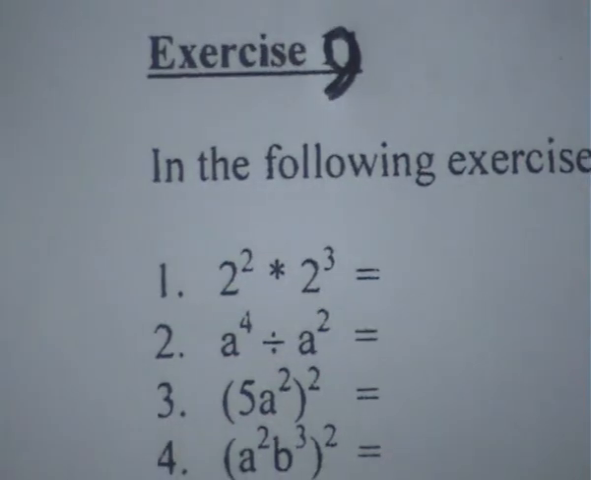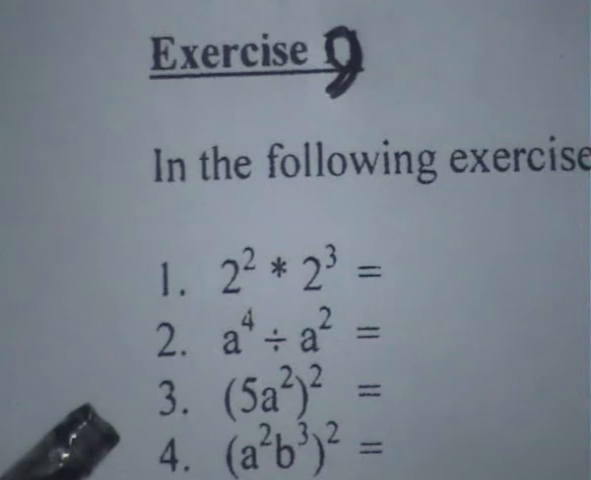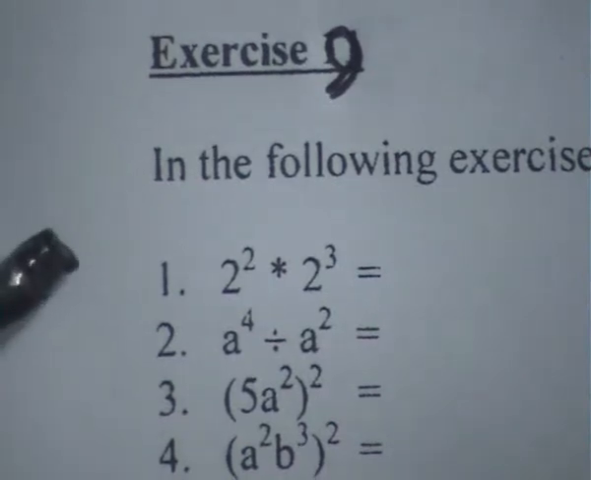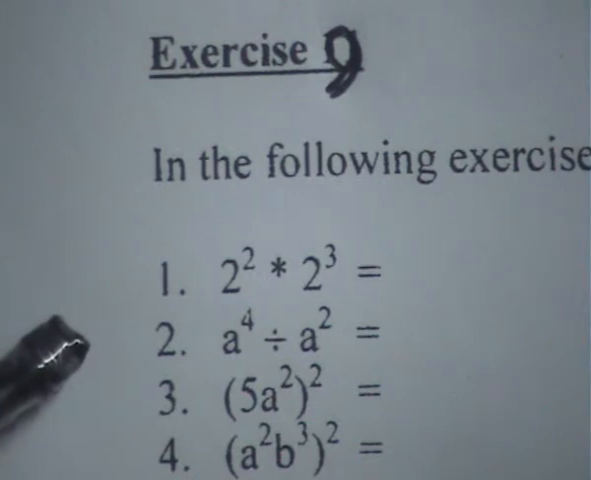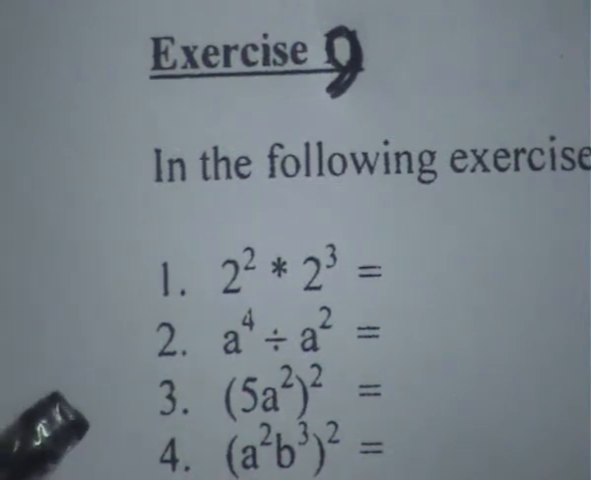Alright, so here's exercise 9, and as you can see, number 1, you're going to use the multiplication rule, number 2 you're going to use the division rule, and number 3 you're going to use the power to power rule. So be careful, read the question carefully, and then work the exercise out.